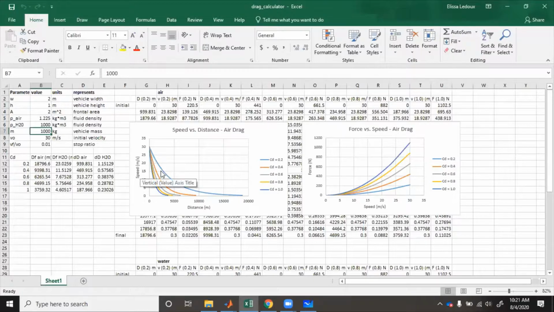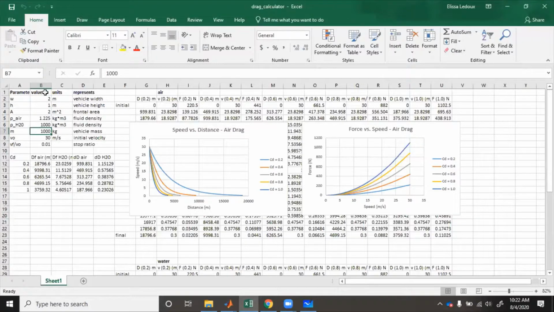And then for the speed versus distance, I put in that logarithmic relationship, and you can see here, with a low drag coefficient, it's going to go super, super far. But the more you increase the drag coefficient, it makes a big difference in how far you can go once you cut the engine off.